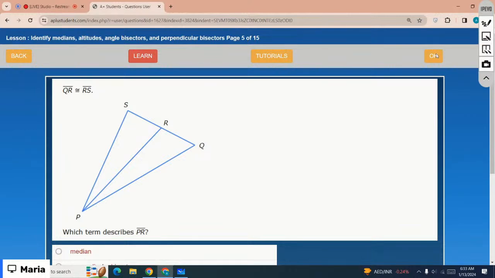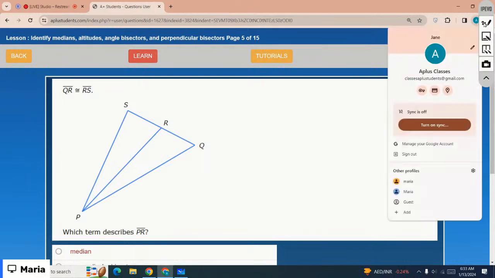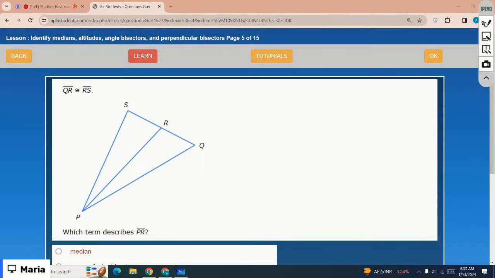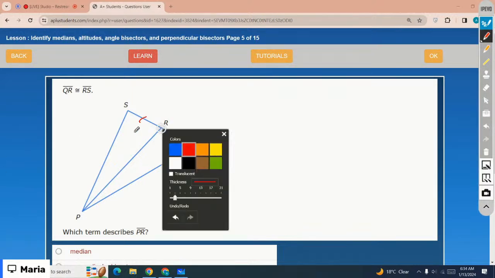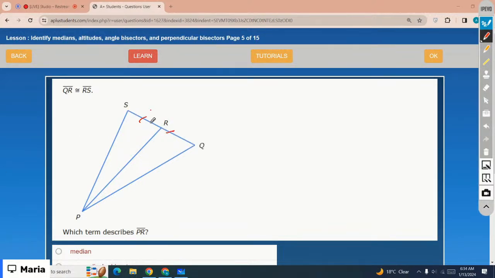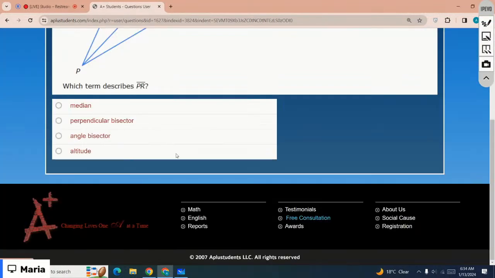Okay, QR is equidistant to RS, right? Basically, you are given this distance and this distance is the same. That means PR is the midpoint of SR and RQ, right? That means PR is the median that divides the line into two equal parts. So yes, that is the median.